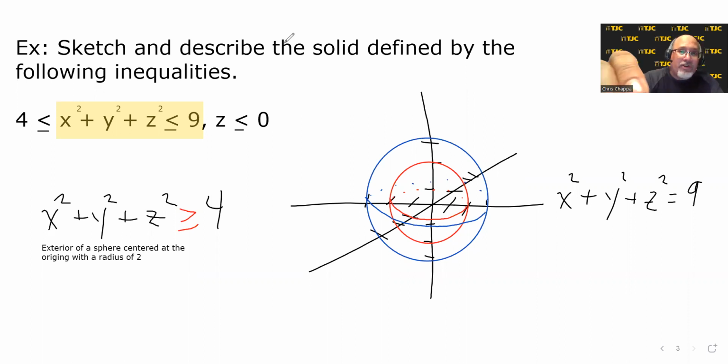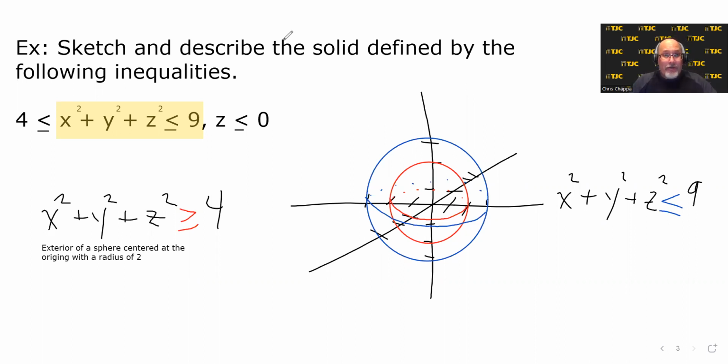But it wasn't equal to 9. It was less than or equal to 9. So what do you think those points are? Well, if I have a number less than 9, then its square root is less than 3, meaning that this includes the points whose distance from the origin is less than 3, which relative to the blue sphere would be inside the blue sphere.